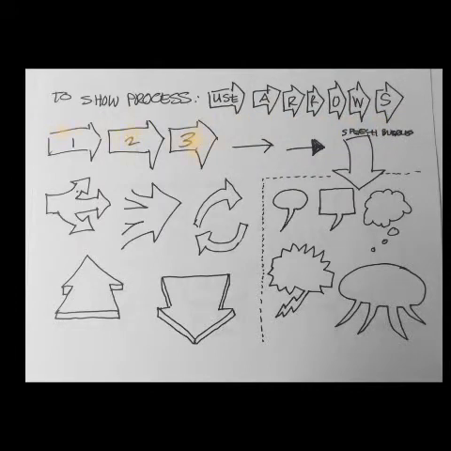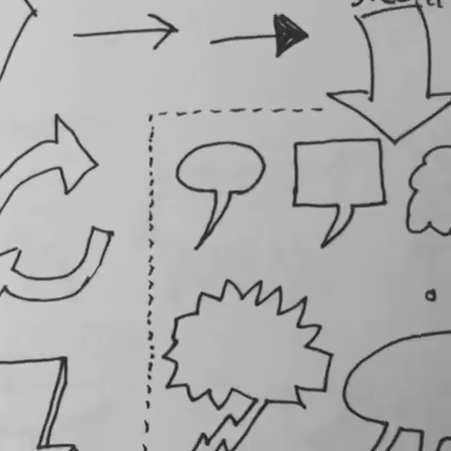Process 1, 2, 3. A single arrow, filled in arrowhead. You can use one thing going to 3, 3 things going to 1, a cyclical process. It's pretty cool. And I also want to show you these speech bubbles here to show hierarchy.